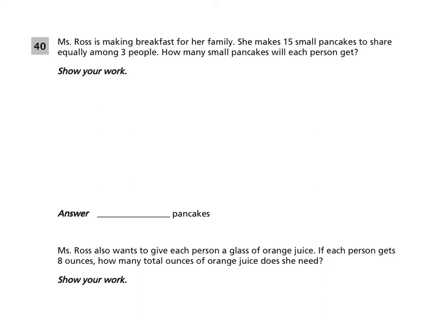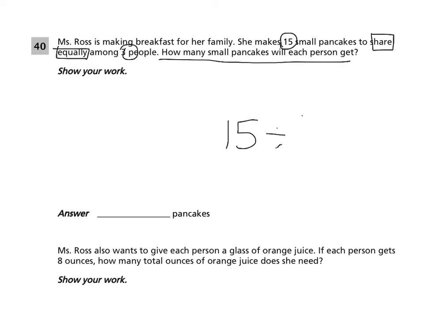All right, so let's look at number 40. Miss Ross is making breakfast for her family. She makes 15 small pancakes to share equally, that's an action word, among 3 people. How many small pancakes will each person get? So we know our total is 15. Sharing equally means division. And she's dividing that among 3 people.